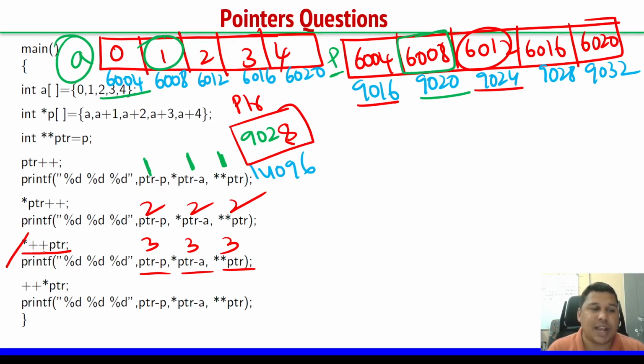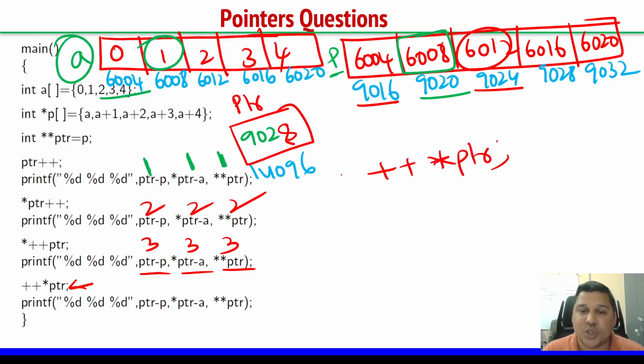Now come to the last one. After this, we have the last statement. Here you see, is there any leftmost star here? No. So because of this last statement, which value will change? Please guess. Tell me which memory location will be modified. I have plus plus star PTR. See this expression. It is plus plus star PTR. Here there is no leftmost star to ignore. So it means I have to do this first, then apply this on that.